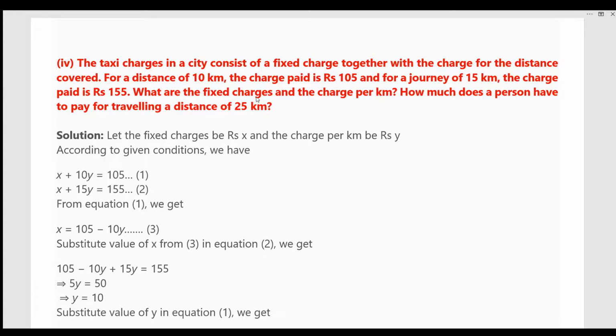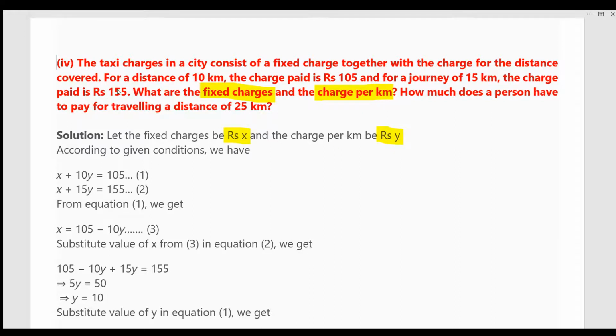What are the fixed charges and the charge per kilometer? How much does a person have to pay for traveling a distance of 25 kilometers? Now, in this sum, total fare consists of fixed charges and charge per kilometer. So we will take two variables here, one for fixed charges and the other for charge per kilometer. So let the fixed charges be rupees x and the charge per kilometer be rupees y.